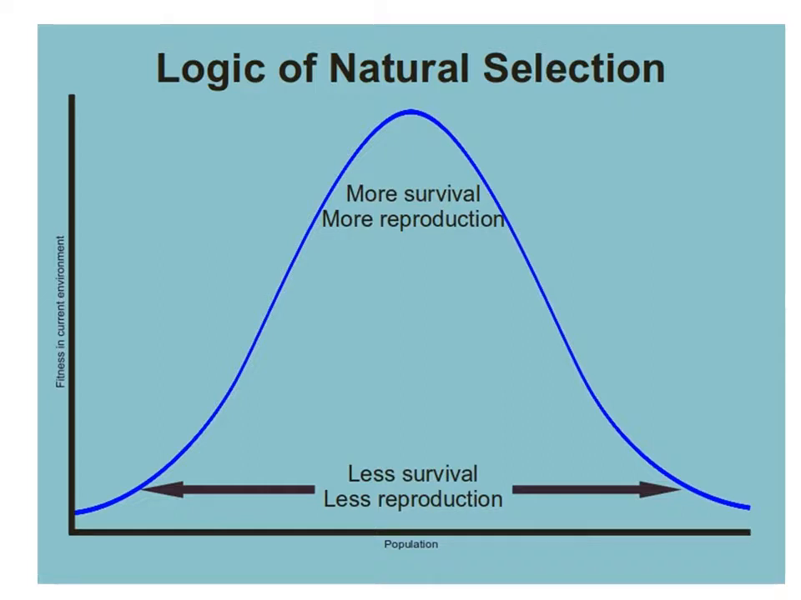All right, so this diagram is just a graph. On the left, we have fitness in the current environment. Raise your hand if you've heard the phrase survival of the fittest. Good. So in a way, that's kind of describing natural selection. It's just not always describing it in the way we think of it.